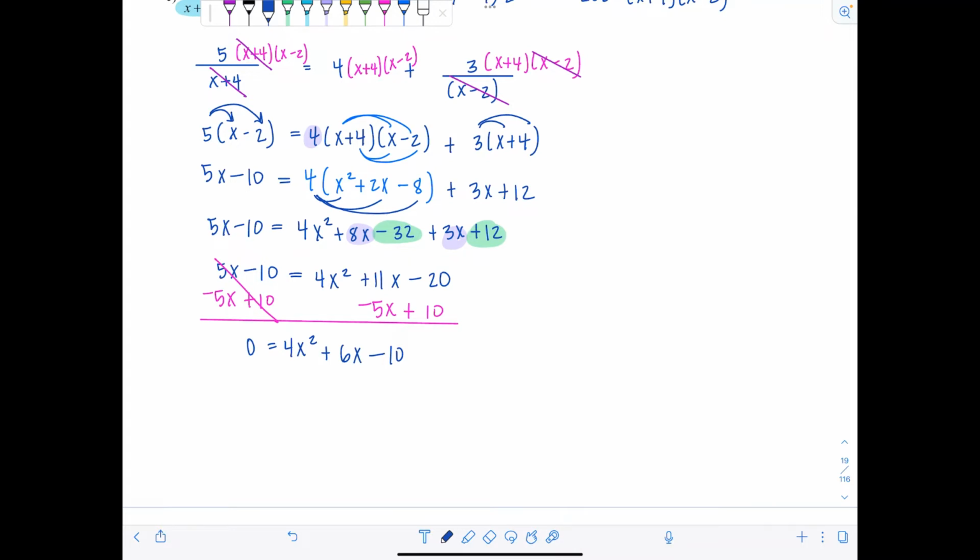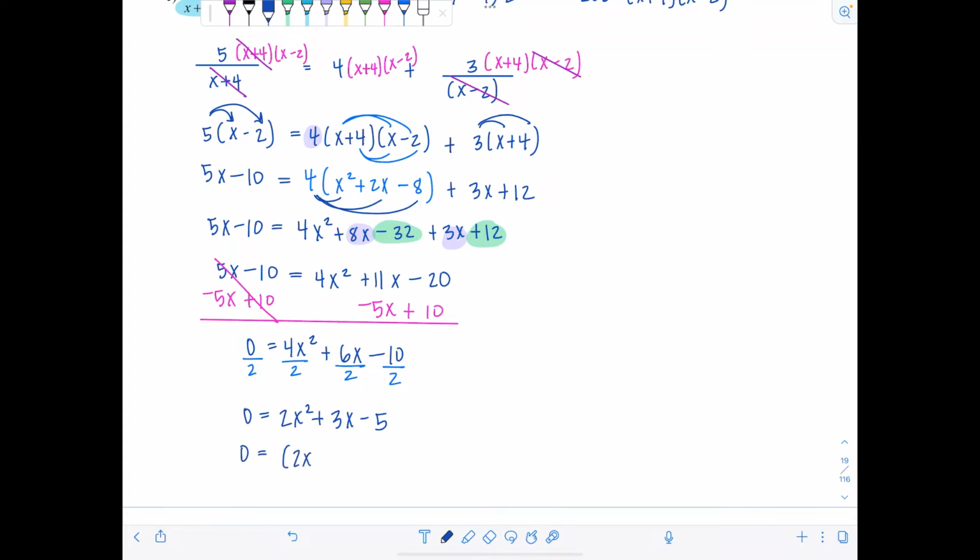Okay, before we start factoring, I'm noticing I can take out a 2 from everything on the right-hand side. Right? 4 divides by 2, 6 divides by 2, 10 divides by 2. What I'm going to do to make life easy is divide the whole equation by 2, because guess what? 0 divided by 2 is still 0. And then we have 2x squared plus 3x minus 5. That's going to be so much nicer to factor, and you'll still get the same solutions, right? So let's try to factor here. 2x squared plus 3x minus 5 equals 0.